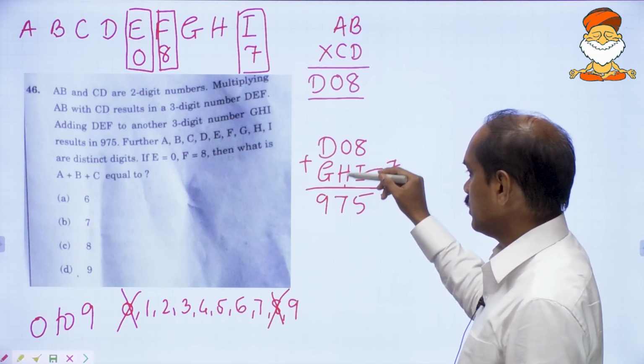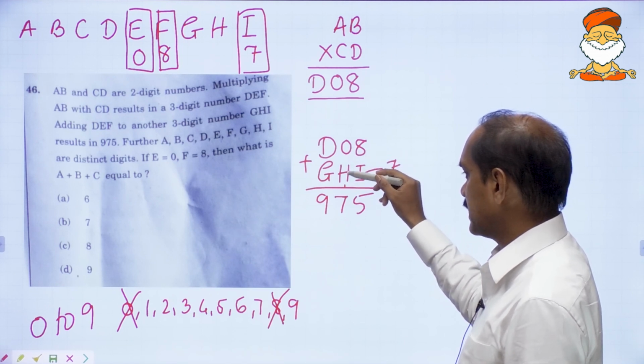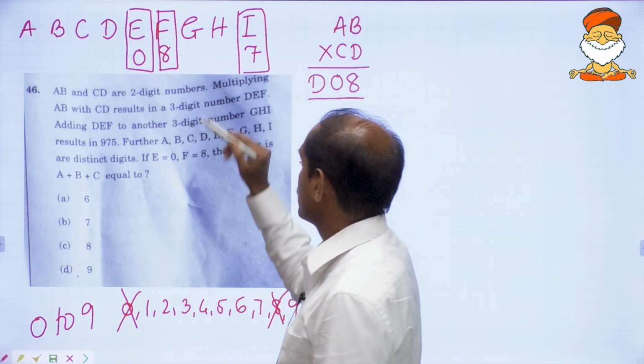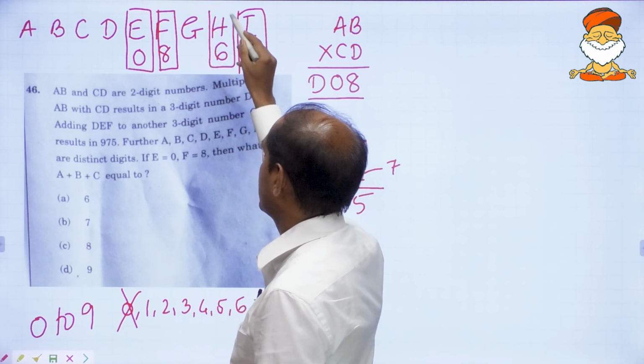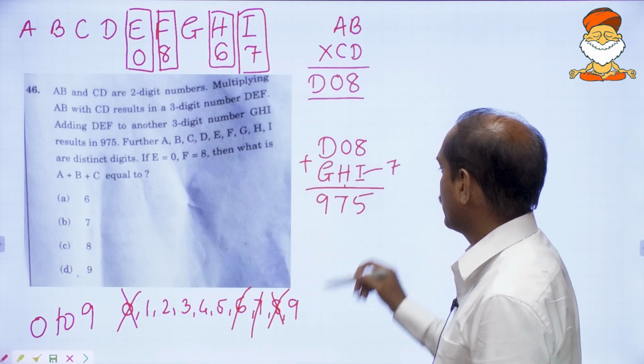So 1 plus 0 is 1. 1 plus 6 is 7. So H will take 6. 7 is also over. 6 is also over, right?